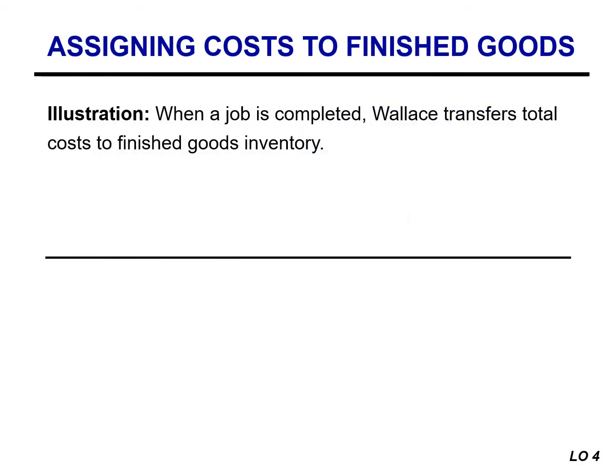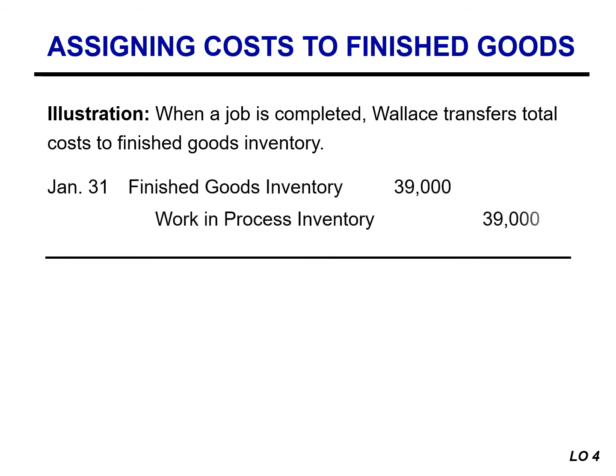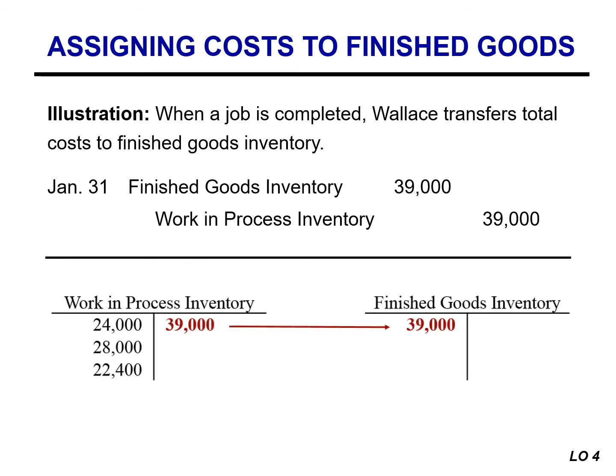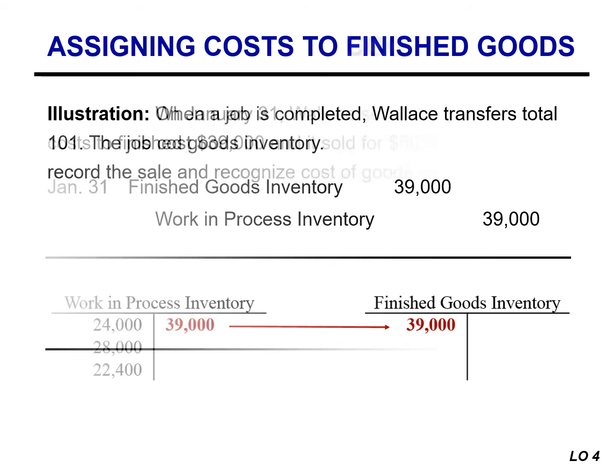When a job is finished, Wallace Company makes an entry to transfer its total cost to the finished goods inventory. The entry is as follows: debit finished goods inventory for $39,000 and credit work in process inventory for the same amount. This entry increases finished goods inventory and reduces work in process inventory by $39,000. Like work in process inventory, finished goods inventory is also a control account.